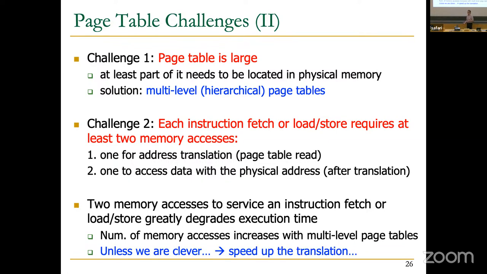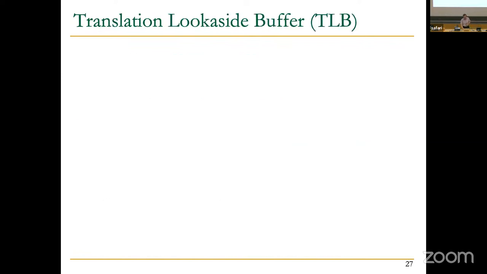Basically, this is where another part of the hardware comes in. Hardware accelerates this translation process using special caches. So we're going to introduce a special cache. It's called a translation look-aside buffer. How many of you have heard about this in the past? Okay, you're hearing it for the first time, that's great. You'll hear more in the future perhaps.